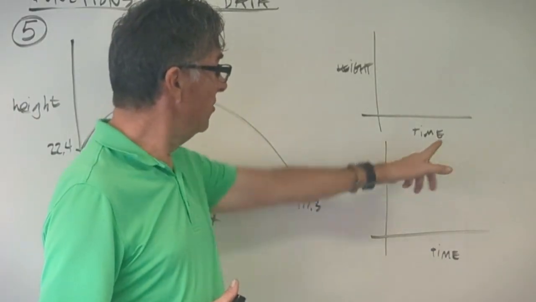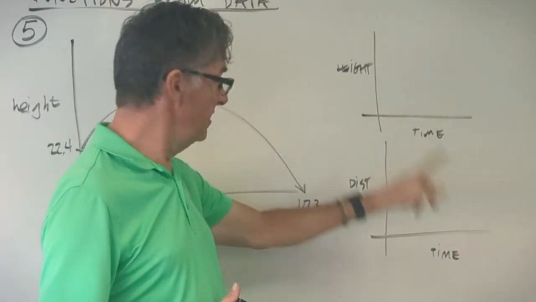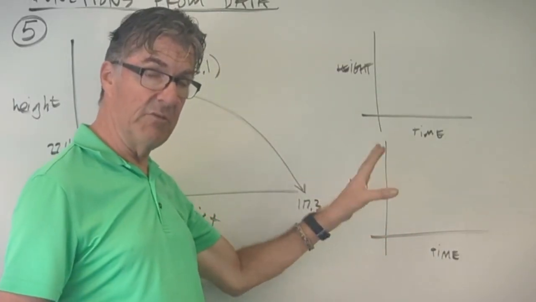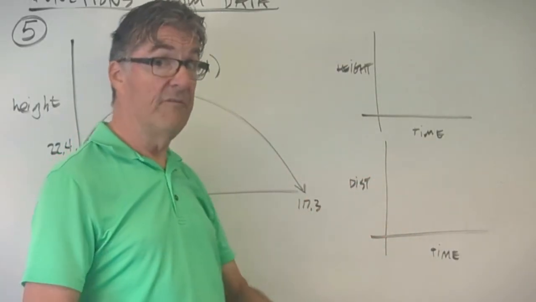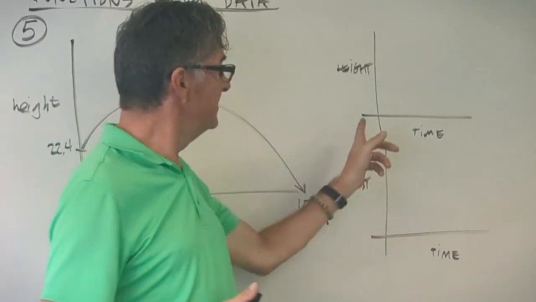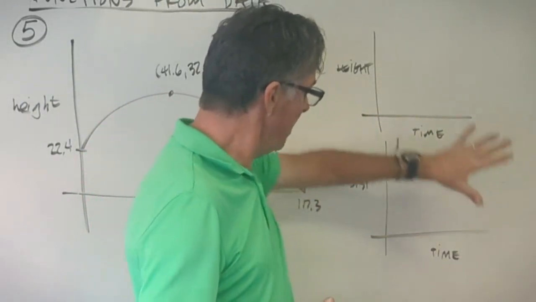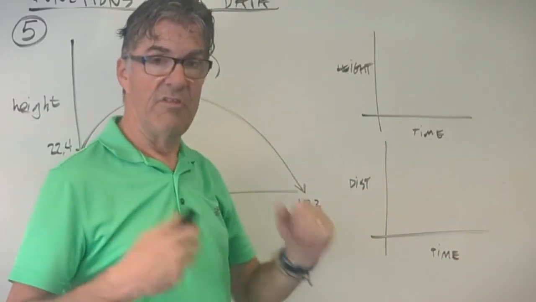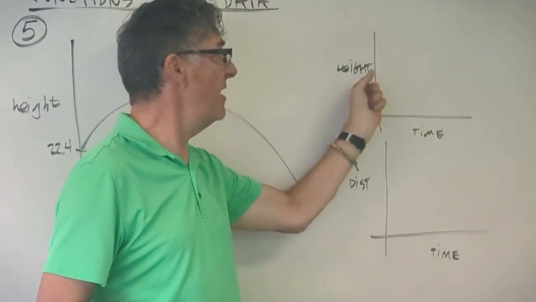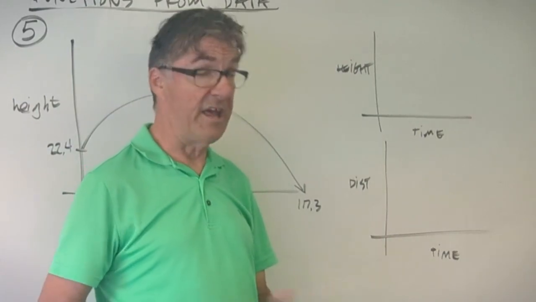So here we go. Time versus height and time versus distance. I want you to pause the video and think real hard about the experiment we did. Or if you weren't in the experiment, this is still a good critical thinking step. Sketch what you think the line that represents the relationship between time and distance and time and height might be. Pause the video, think real hard, and come back.